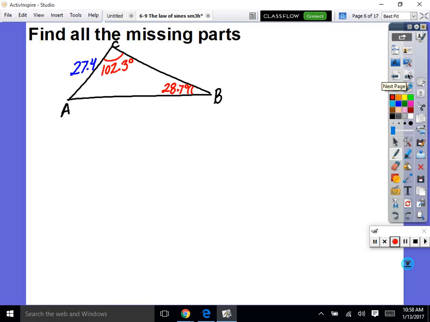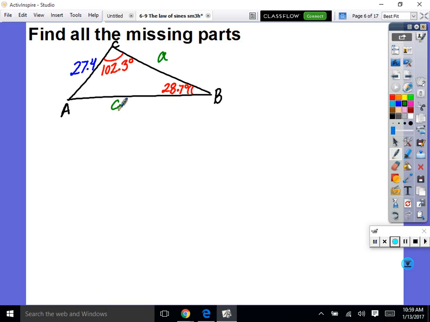So here's my first example. I would write this down in my notes if I was you, but I'm not you, so whatever you want. Okay, so here we go. It says find all the missing parts. So I'm going to go through and label this. We need to find angle A, we need to find side A and side C.